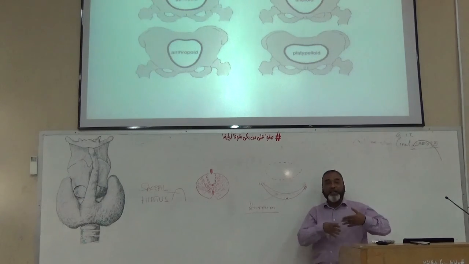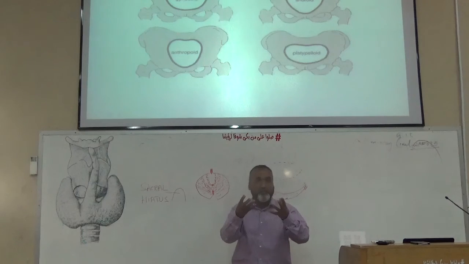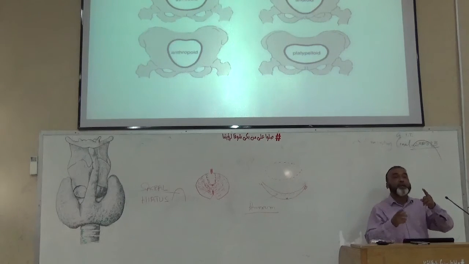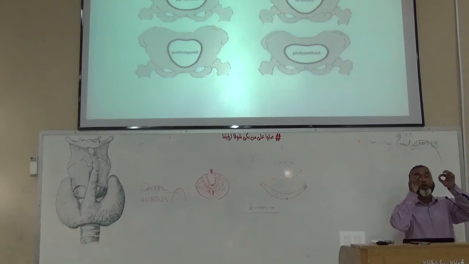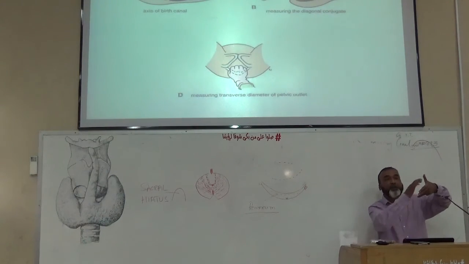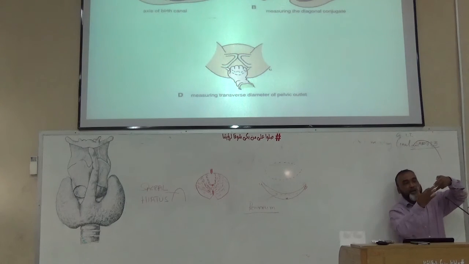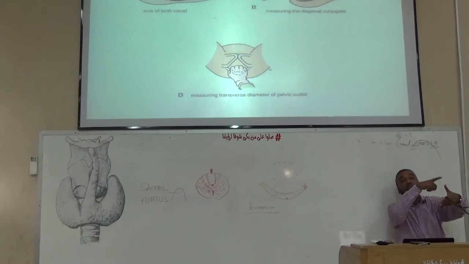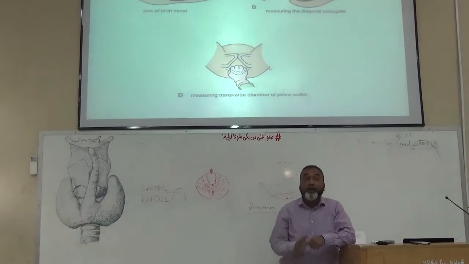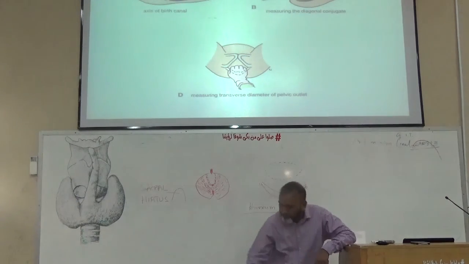Diagonal conjugate: diagonal is a geometrical term. It is the distance taken between the lower margin of the pubic arch, as you see in this diagram, and posteriorly, where is the finger going? To the sacral promontory. Between this middle finger and here, you will measure this distance. This is named the diagonal conjugate. Okay? Yes. Sacral promontory.